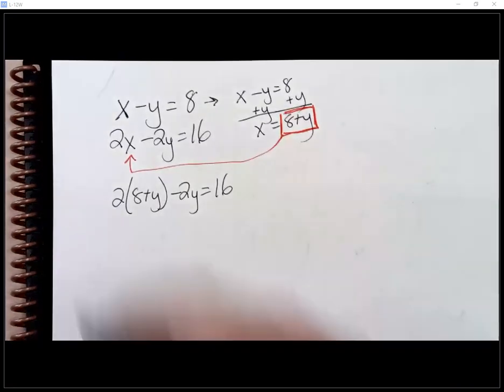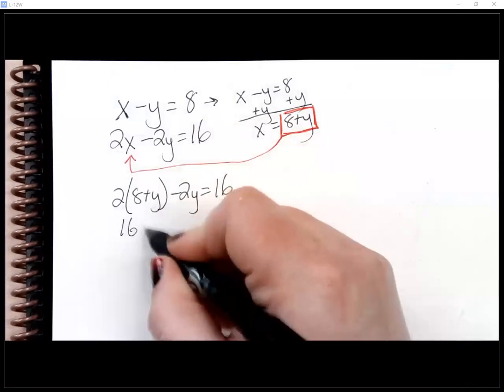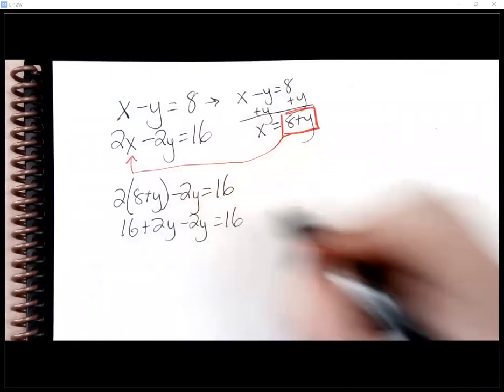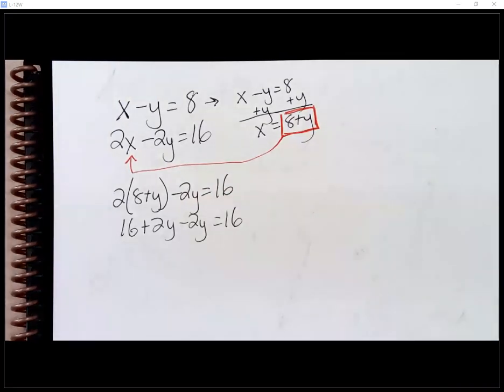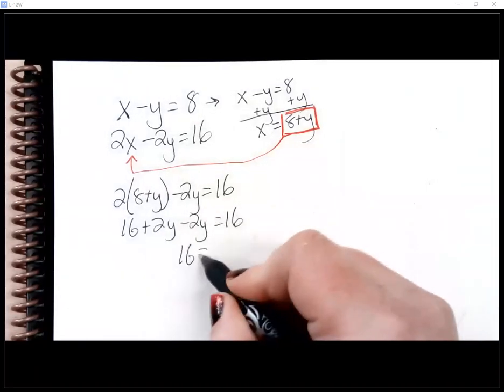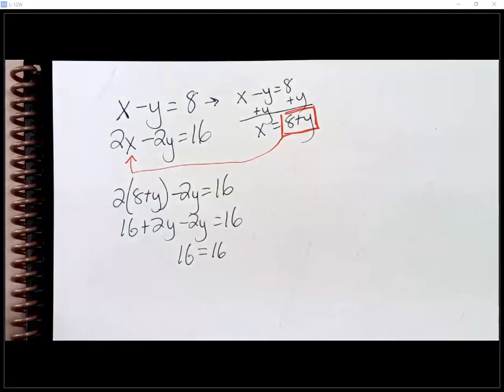Do this math. Looks like I have some like terms on the left-hand side. Positive 2y minus 2y. Look what happens, right? These two are going to cancel each other out. So I'm left with 16 equals 16, but I don't have variables anymore.